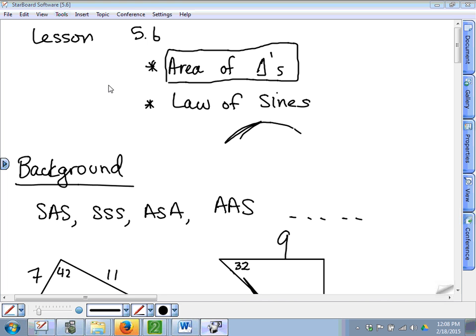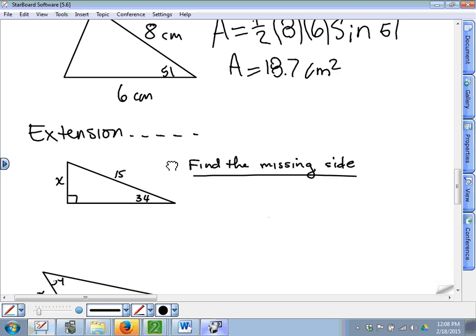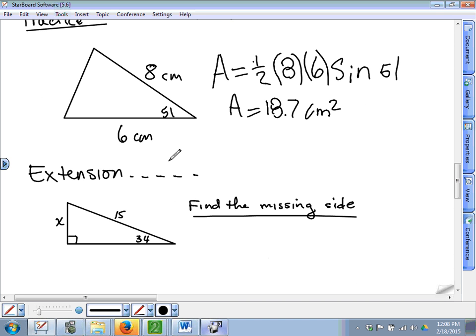Stand up, though, you guys. Stand up. So, you don't really need to write this down because we talked about it right at the beginning, but I want to quickly go over this problem just to lead into what we're going to talk about. If I ask you to find this missing side, would you use tangent, cosine, or sine, which one? Sine, because this is opposite over hypotenuse. Sine 34 equals x over 15. And then you multiply both sides by 15 and you get x equals 15 times the sine of 34, right?